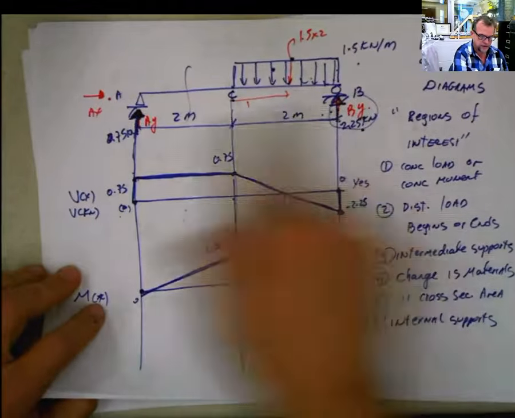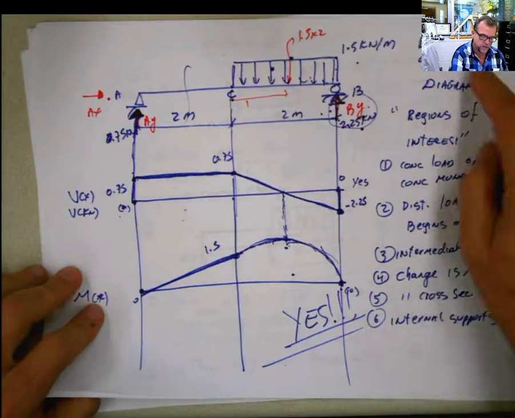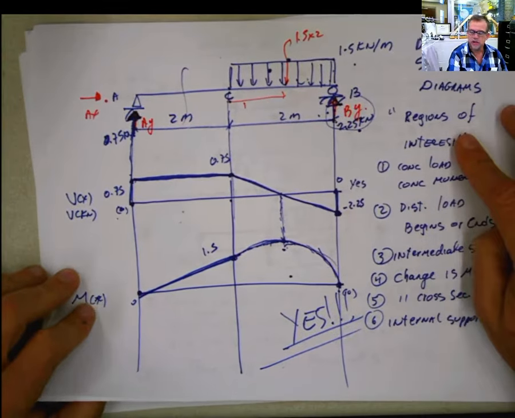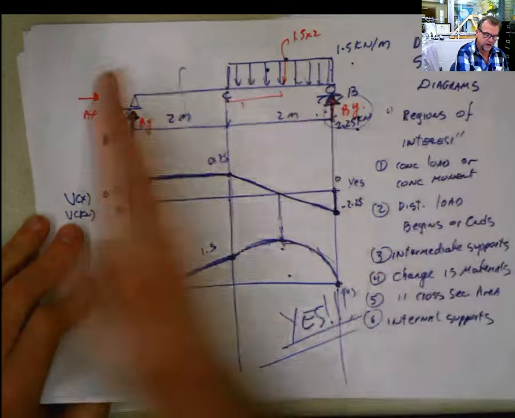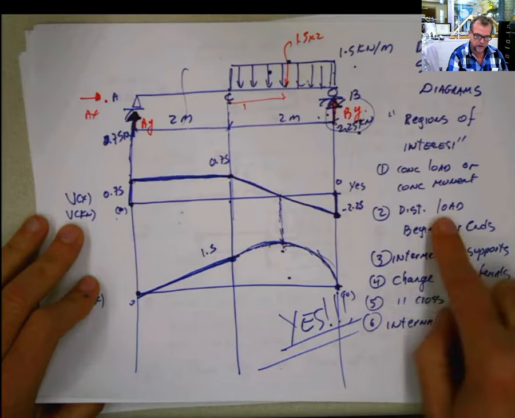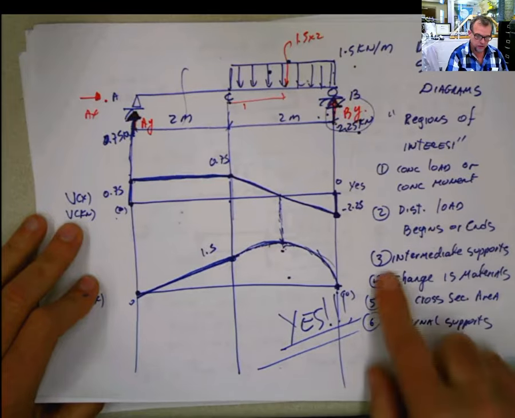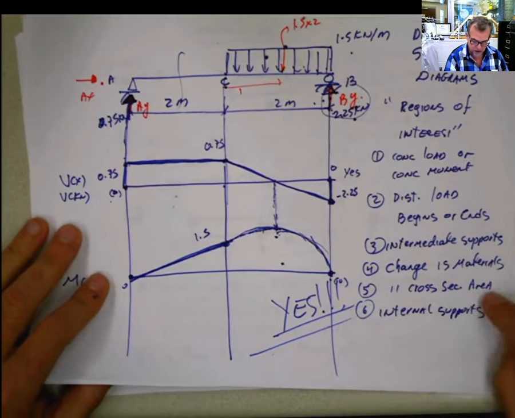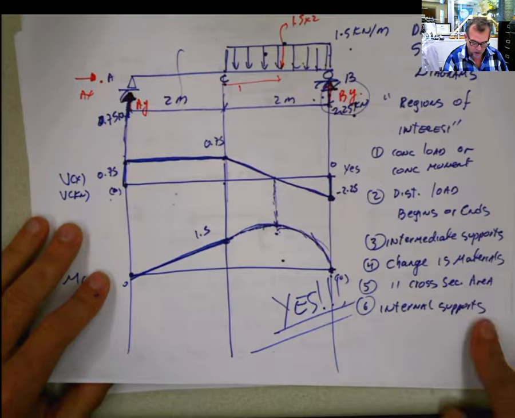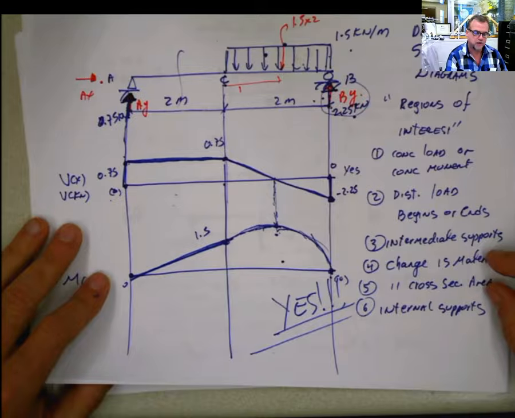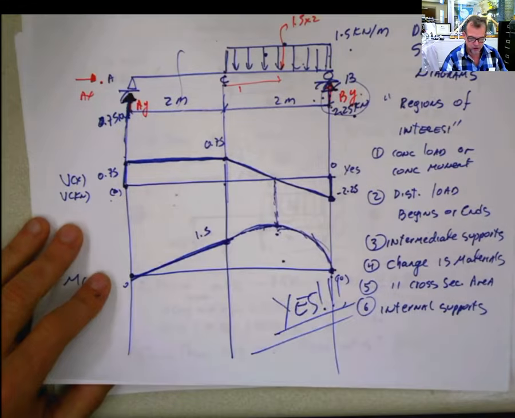So the first thing is the reactions, but we have to define some regions of interest, as I call them. Those are actually called discontinuity points. Those regions of interest are at the beginning and at the end of the beam. First, wherever you have a concentrated load or a concentrated moment, wherever the distributed load begins or ends, wherever you have intermediate supports, wherever you have a change in materials, wherever you have a change in cross-sectional area, wherever you have a change in internal supports. Points 4 or 5 here apply basically to mechanics of materials, not statics, because we assume that the whole section is homogeneous in the same material.